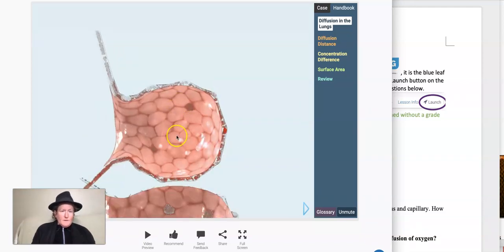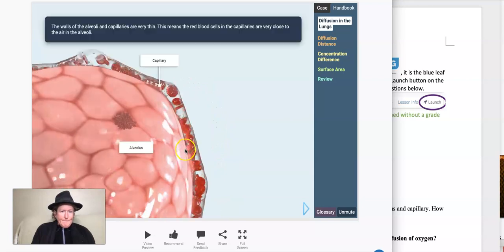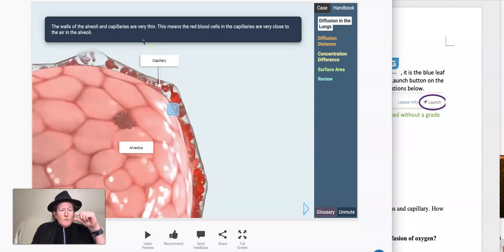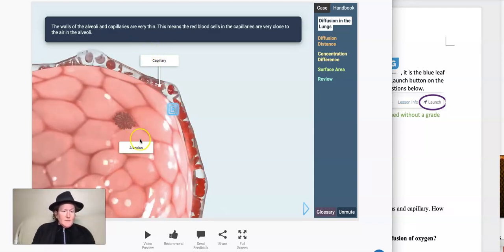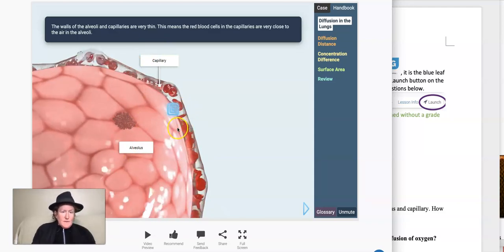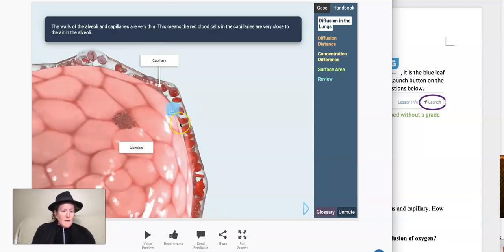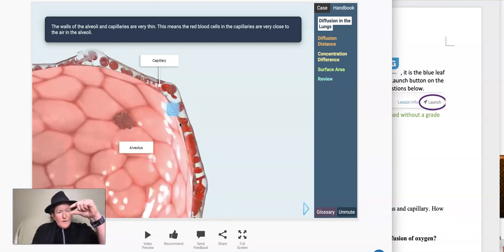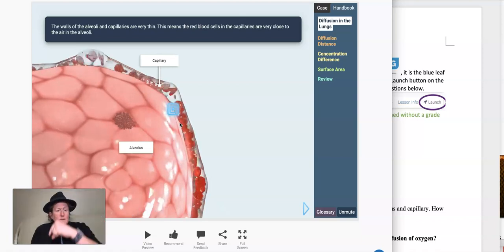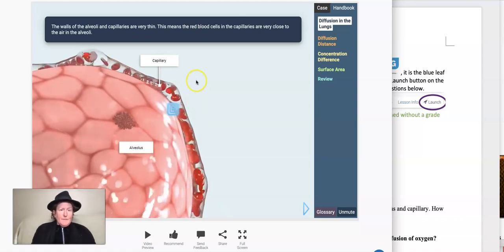You can see that color difference again. The walls of the alveoli and capillaries are very thin. So you want the cell membrane on the alveolus to be very thin, and because it bumps up against the cell wall of capillaries, you've got those two cell membranes to cross if you're oxygen.